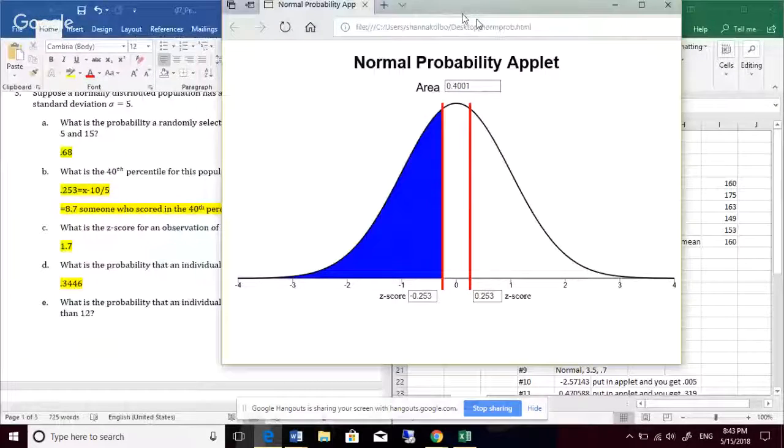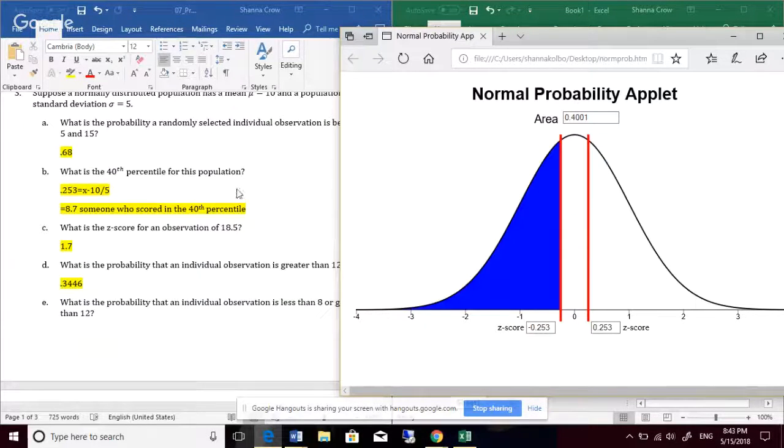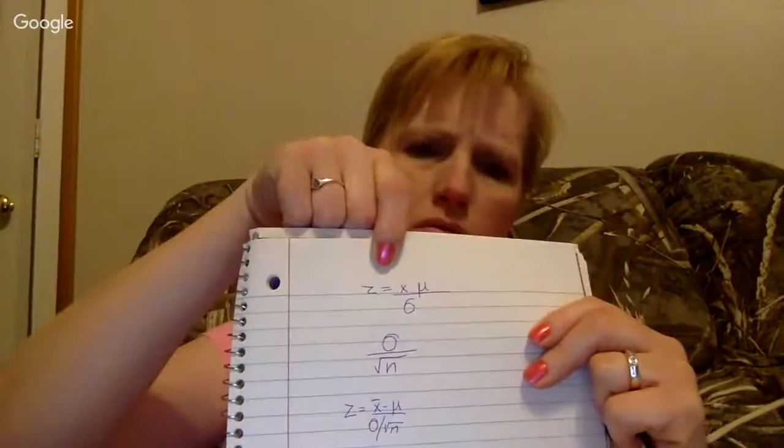No. Once you get the z-score, then you can plug it into the formula that's not about sample mean or anything like that, just the regular one that we've had. The formula to find the z-score. This top one. Yep, that's it.